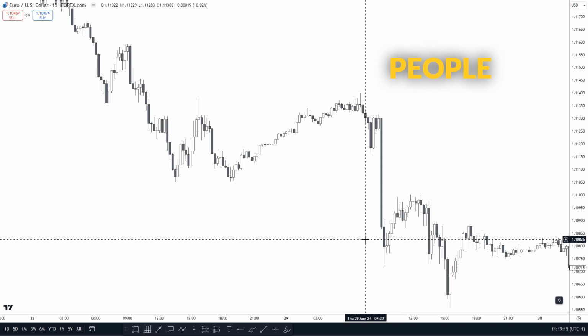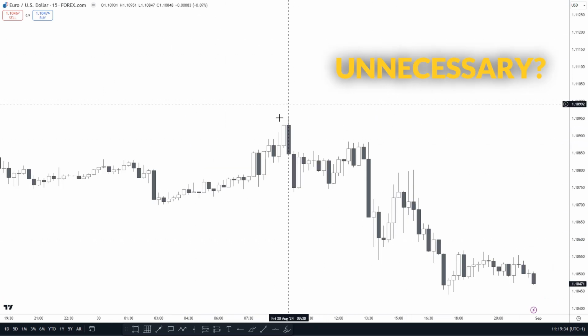It helps people psychologically. If you don't want to be taking trades every day, just stay out of the market if a setup appears that is against your bias, and that's absolutely fine. But for me, it's unnecessary.